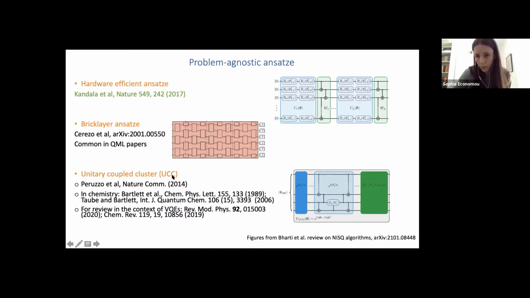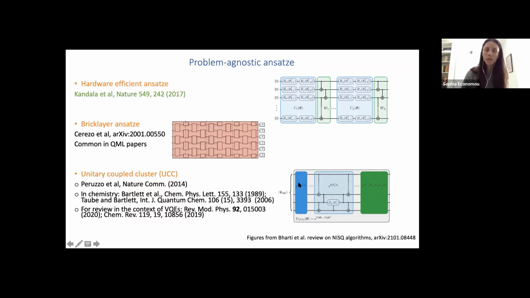Then another commonly used ansatz is the unitary coupled cluster. This comes from the chemistry community. And if you see here on the schematic on the right, which is taken from another nice recent review, you see that this contains parametrized exponentiated operators, creation and annihilation operators. If you look at the first layer and the second layer, these are the singles. I guess we don't have the doubles right here, but this is a single particle fermionic operator.